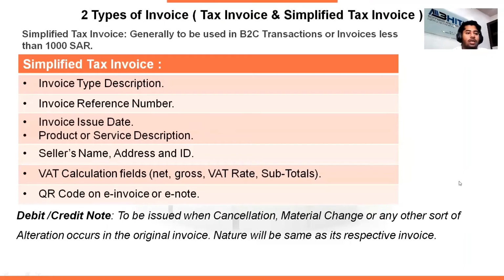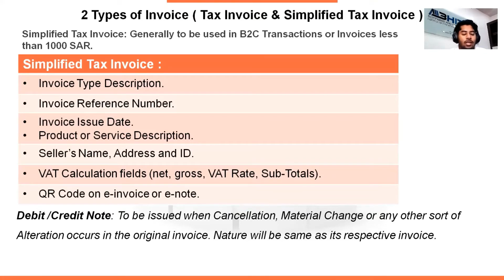Now let's look at what the simplified tax invoice is. A simplified tax invoice would generally be used in B2C transactions or invoices less than 1,000 Saudi riyal. In the simplified tax invoice, you have similar fields to the tax invoice, but there are a few mandatory additions. The first thing is the invoice type description and the invoice reference number, the invoice issue date, the product or service description, the seller's name, address, and ID, and the VAT calculation fields again: the net amount, gross amount, VAT rate, subtotals, etc. And it has to have a mandatory QR code on the e-invoice or its e-note.